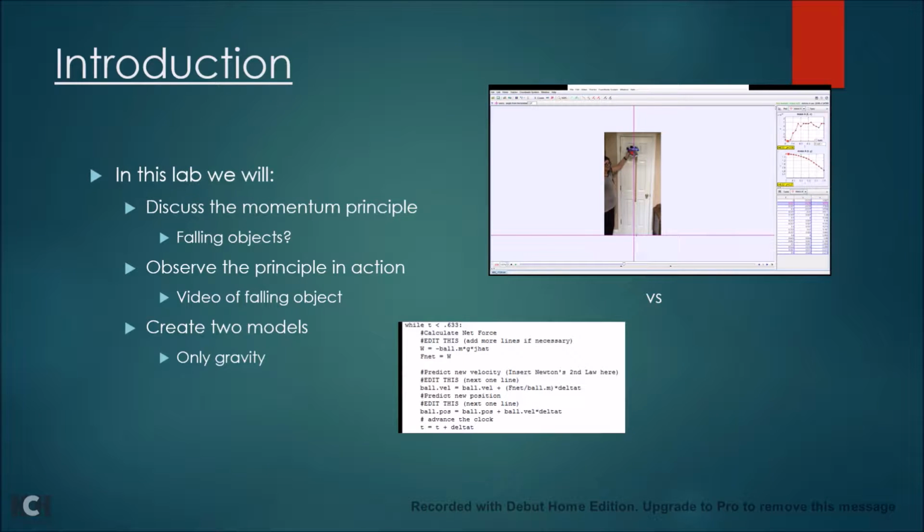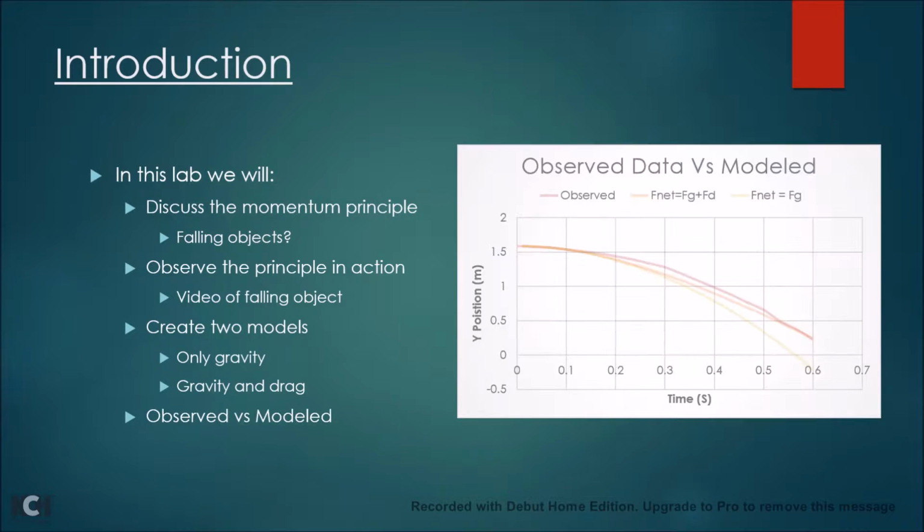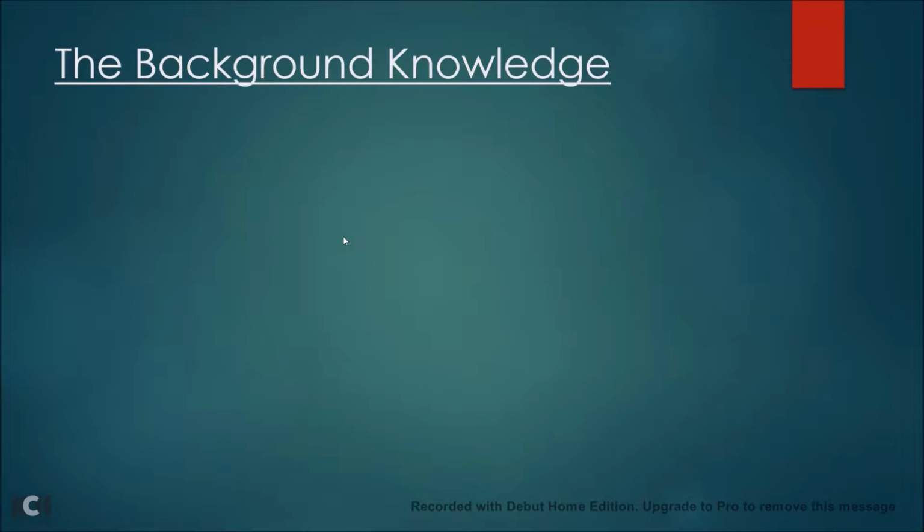One model will assume the net force acting on the ball in the y direction consists only of gravity. The other will include the drag force as part of the model. Finally, we will compare observed tracker data with the data collected from our two models and discuss why the data is so different. Before we can start this lab, we need to discuss the momentum principle.